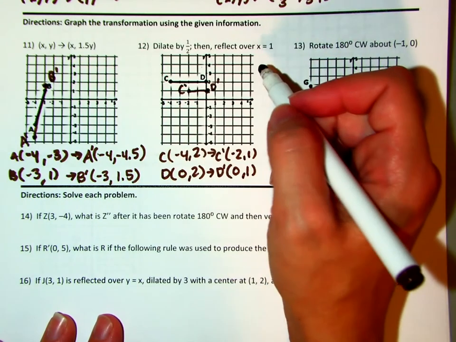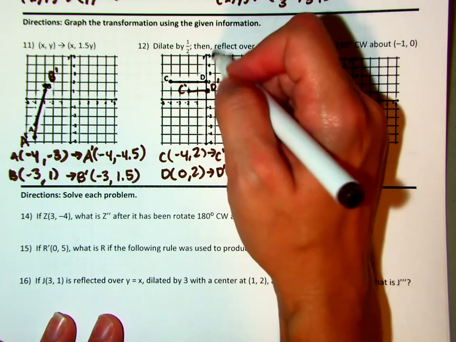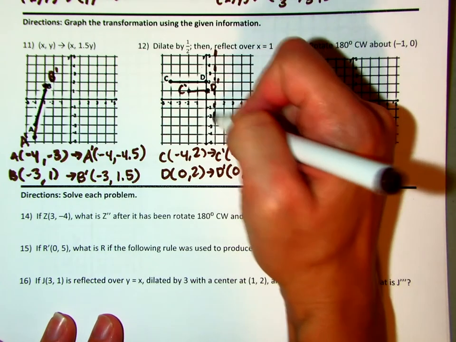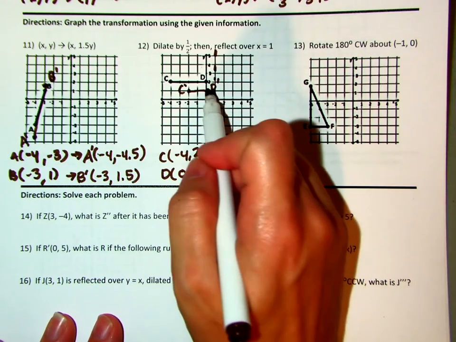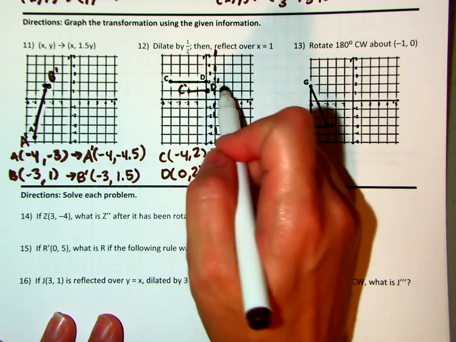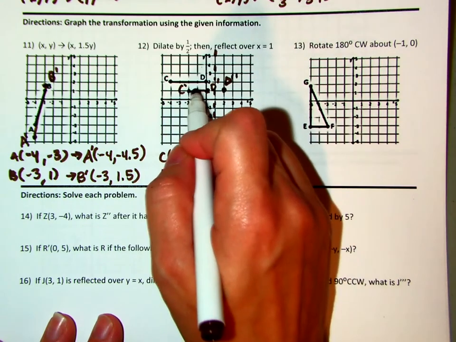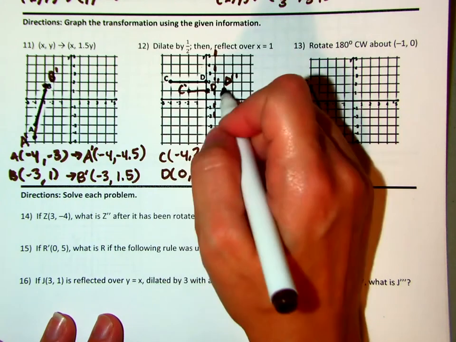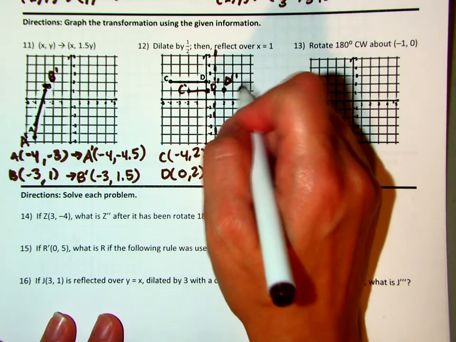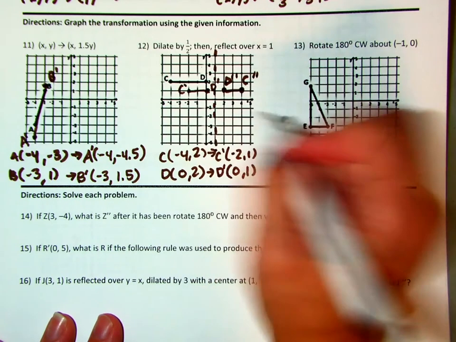Now we're supposed to reflect this over the line x equals 1, which is this line right here. So just count the distance. It's 1 unit away this way, so go 1 unit this way, and we're going to call that D prime prime. And then this is 1, 2, 3 units away, so we're going to go 1, 2, 3 units this way. That's C prime prime, and that will be our final answer.